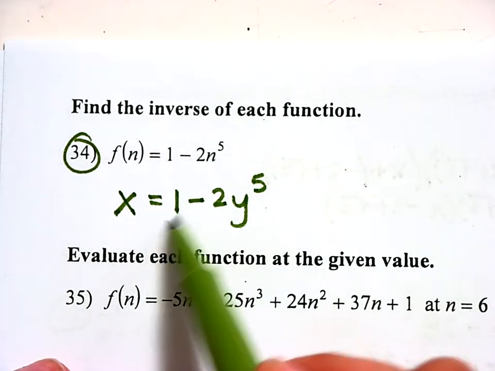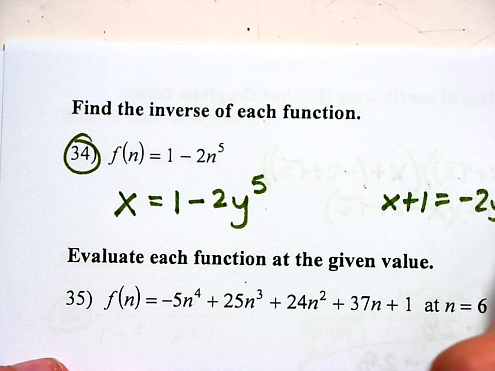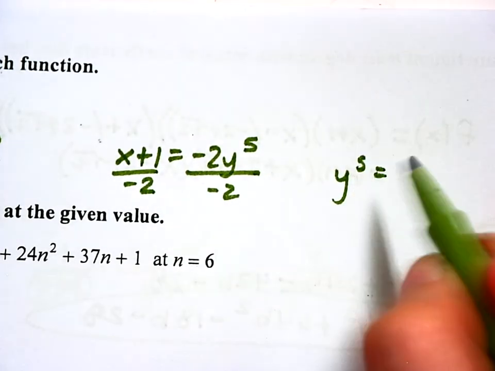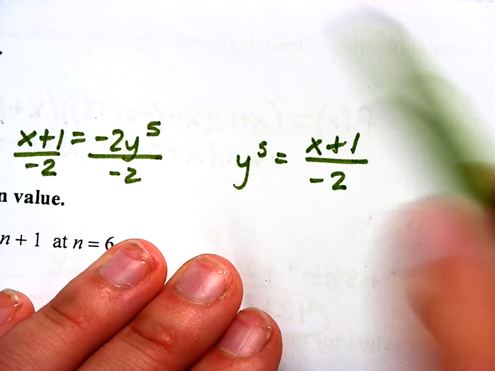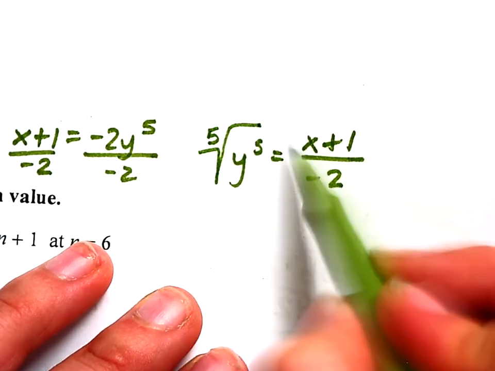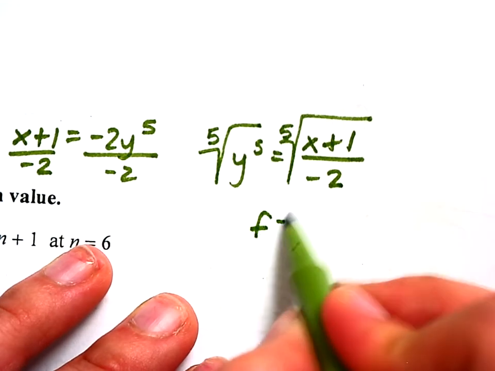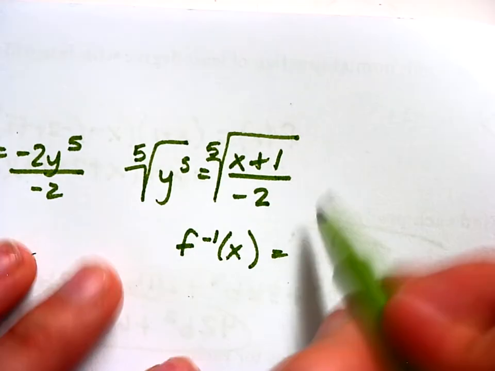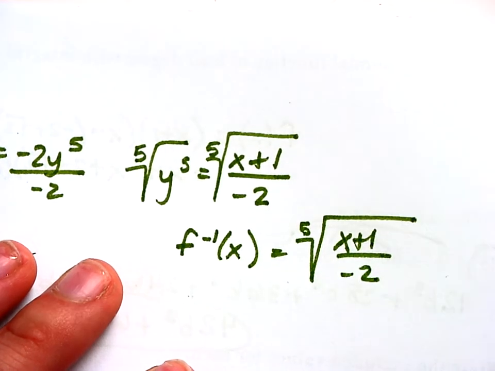So first I would add 1. I would divide by negative 2. So y to the 5th equals x plus 1 over negative 2. And then last step, take the 5th root of both sides of the equation. So my inverse is going to be the 5th root of x plus 1 all over negative 2.